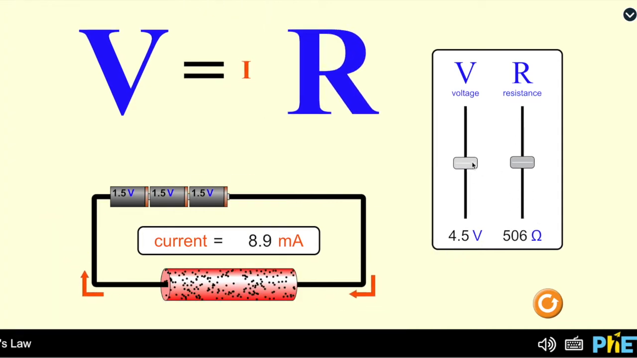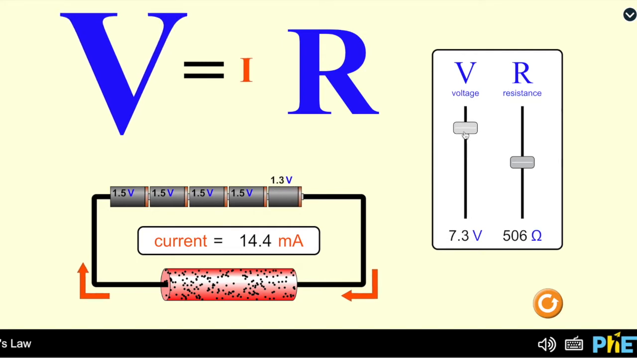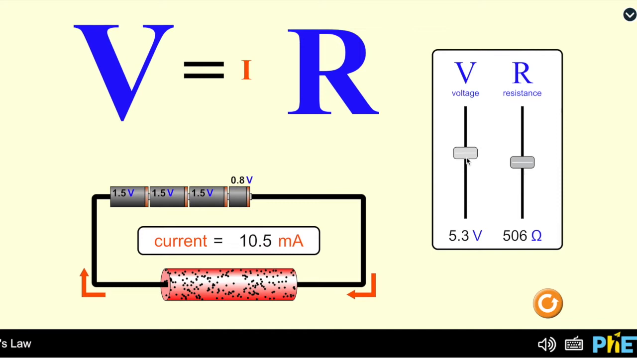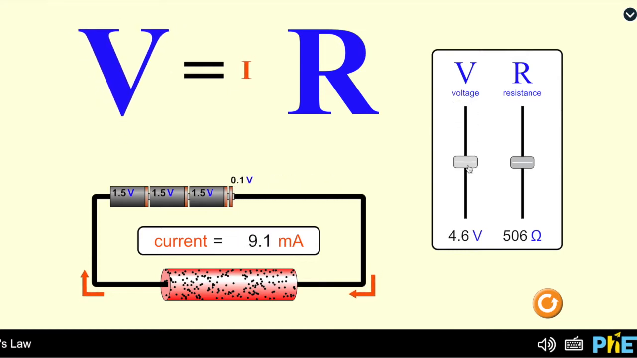If we adjust the voltage, we can see that the number of batteries changes. So if you increase the voltage, you have more batteries. If you decrease the voltage, you have fewer batteries. In addition, as the voltage increases, the I gets bigger, which is also represented by these red arrows here. They get bigger as the voltage increases.